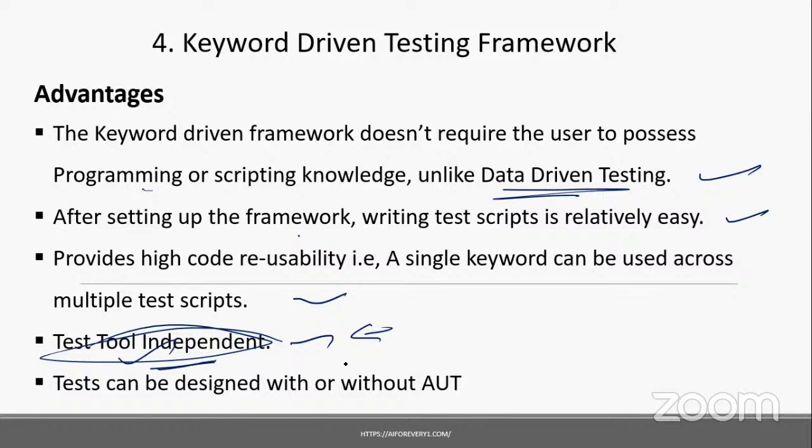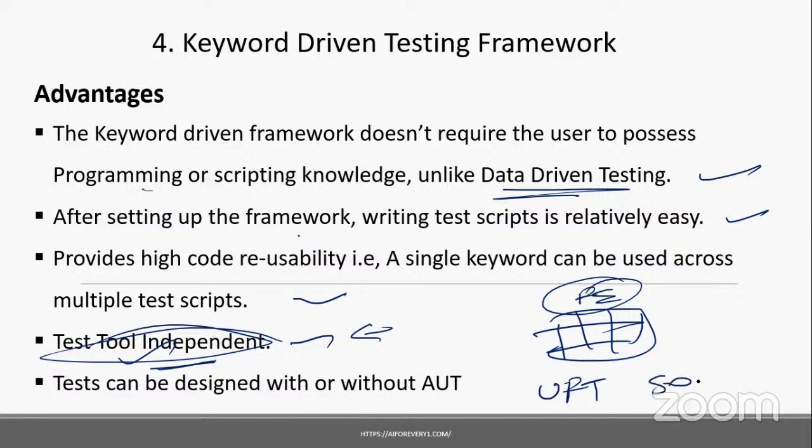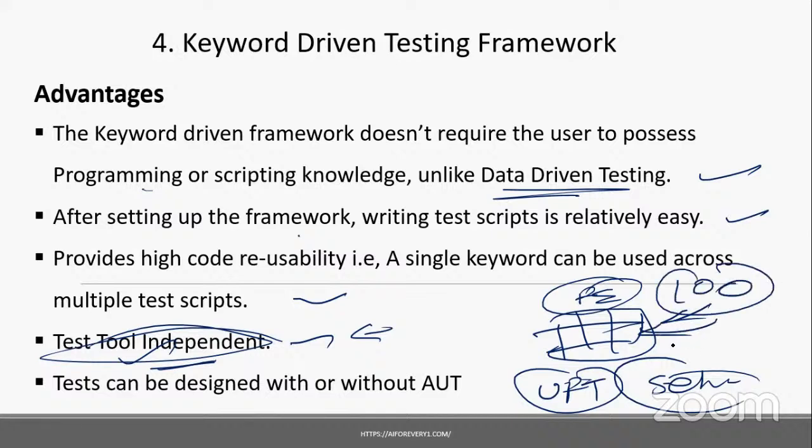Test tool independent. Actually, what we are saying is we created an Excel sheet front end. Now, UFT, then Selenium. Whatever you have created, like a front end for 100 test cases, now moving from UFT to Selenium, no big updation is needed. Only the backend script will be updated. The front end Excel remains the same. That is what they say: test tool independent.